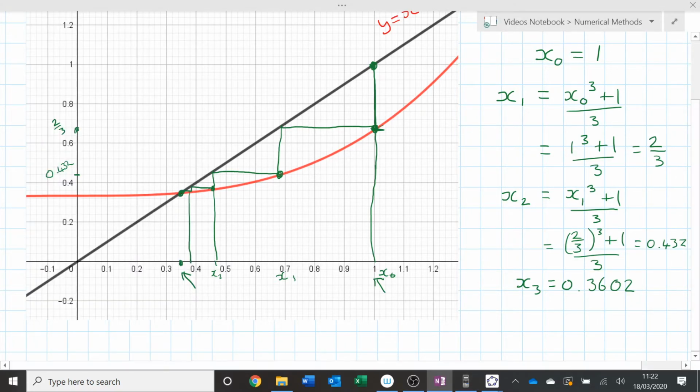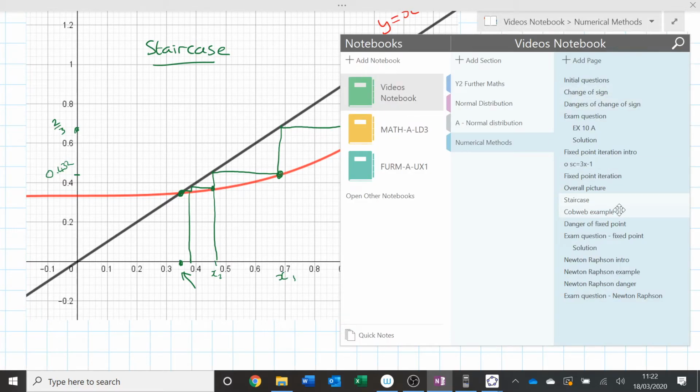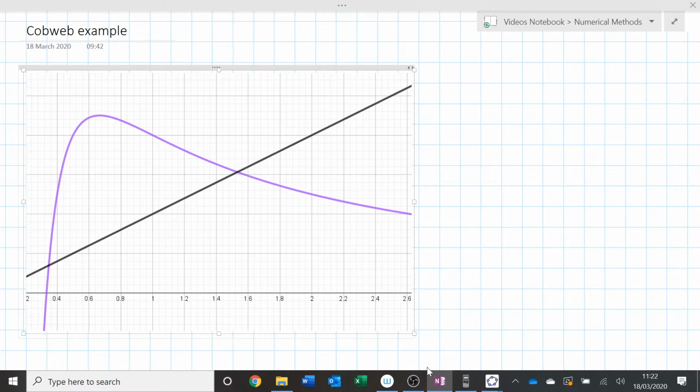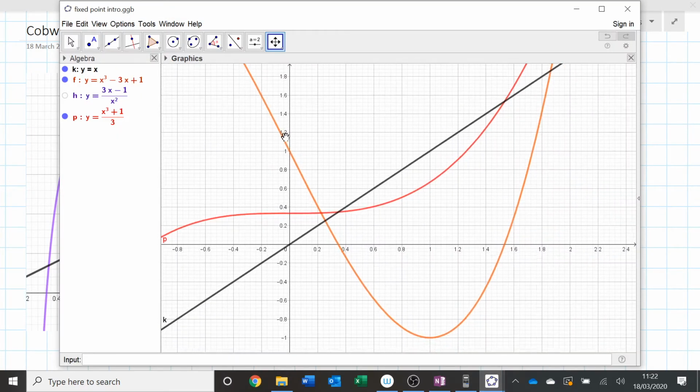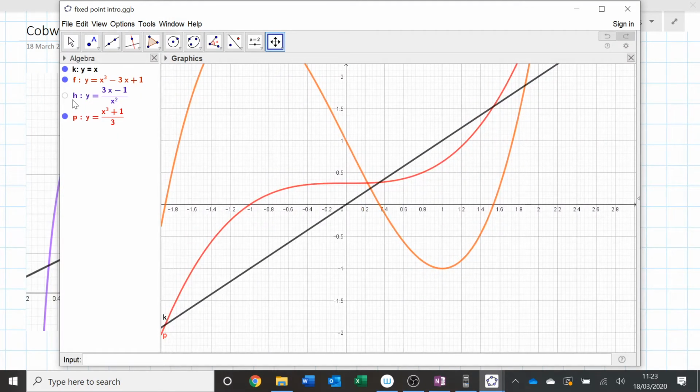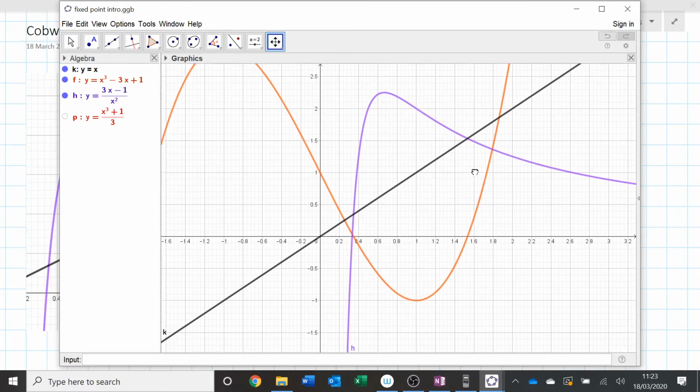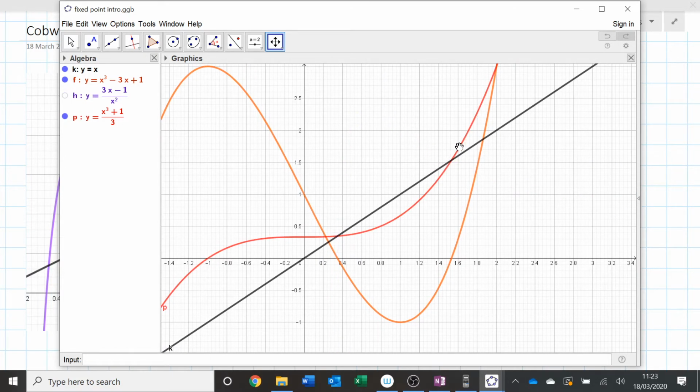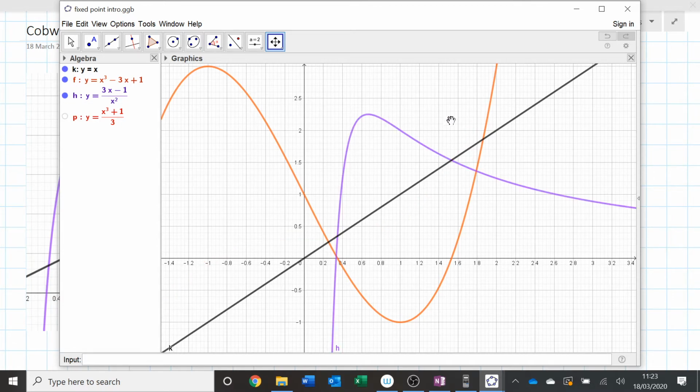Okay, there's a different kind of picture. So this is what we call a staircase picture. There's another kind of picture that you get called a cobweb. So I'm going to show you how we might get a cobweb example. So I'm going to go back to my picture. I'm going to zoom out. I'm going to turn on that other graph. So when we had this picture, when the lines were kind of y equals x and the other line were kind of going in the same direction, we ended up with a staircase.